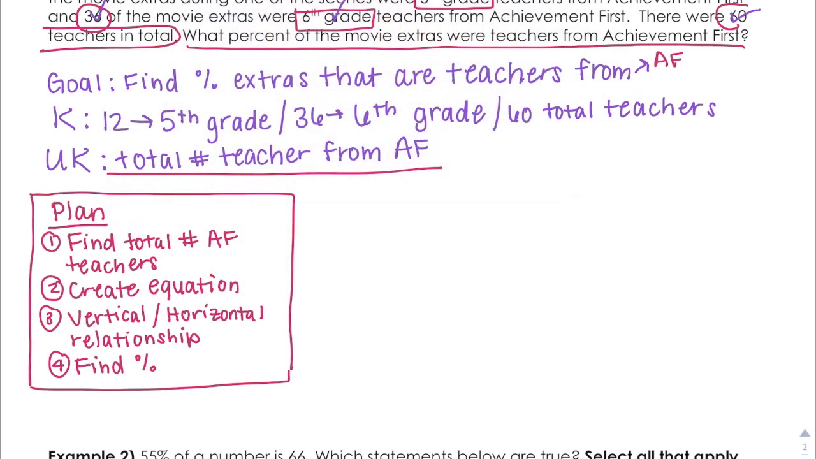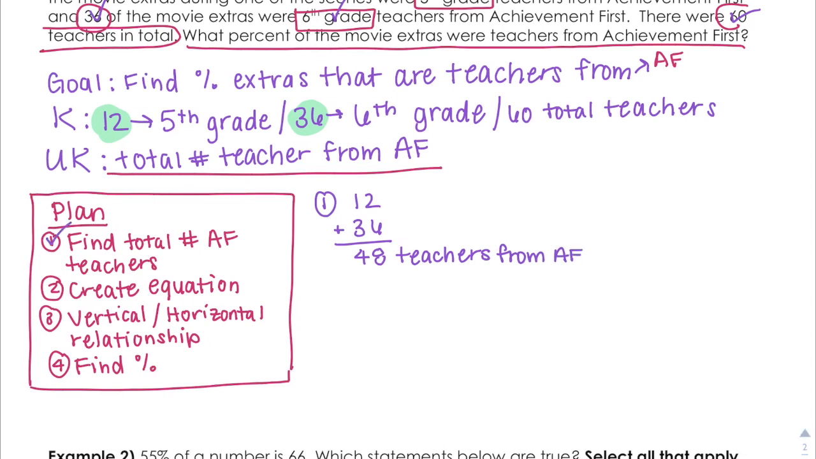All right, let's get started with step 1. We have to find the total number of teachers that were from Achievement First. So if we go back to what we know, there were 12 that were from 5th grade and 36 that were from 6th grade. So if we add those up, go ahead and do that yourself while I do it. We get 48 teachers from Achievement First. Okay, so step 1 is done.